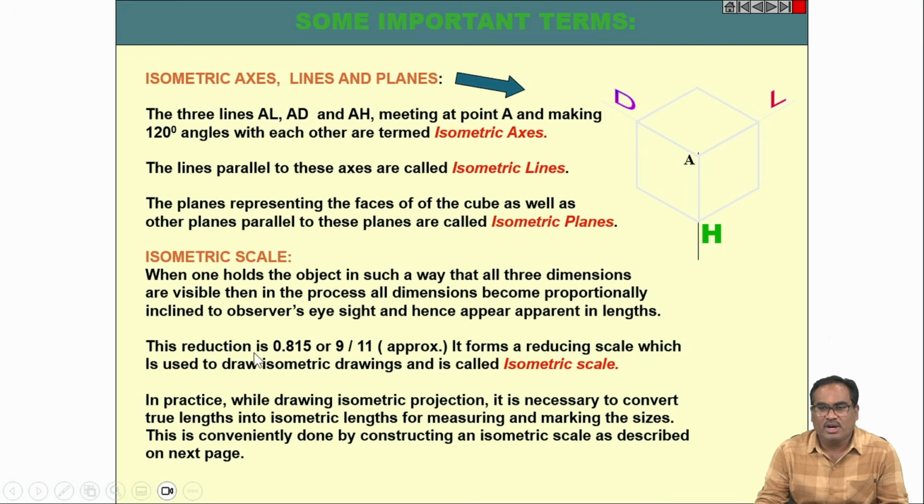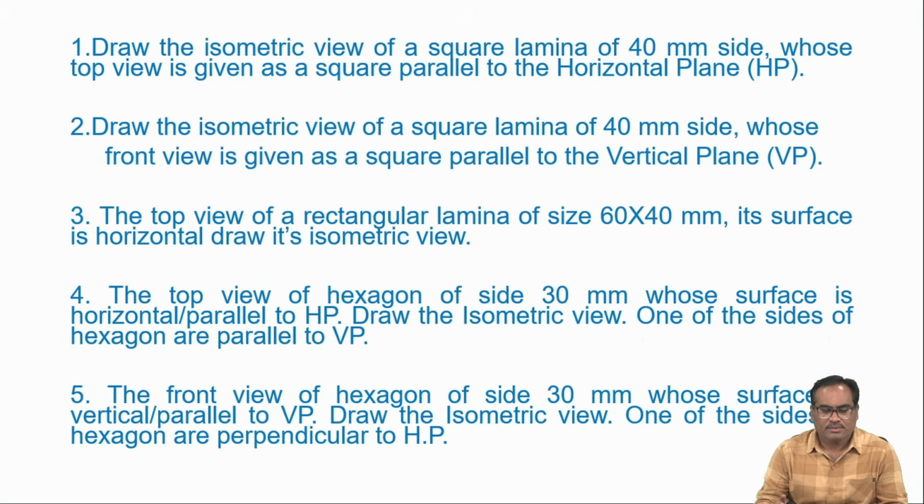Next, coming to isometric projection. The reduction in length is that you have to multiply the true length by 0.815. If the problem says draw the isometric view, you can directly take the true lengths. But if the problem says draw the isometric projection, you have to multiply all the dimensions by the factor 0.815. Next I'll go through the problems.